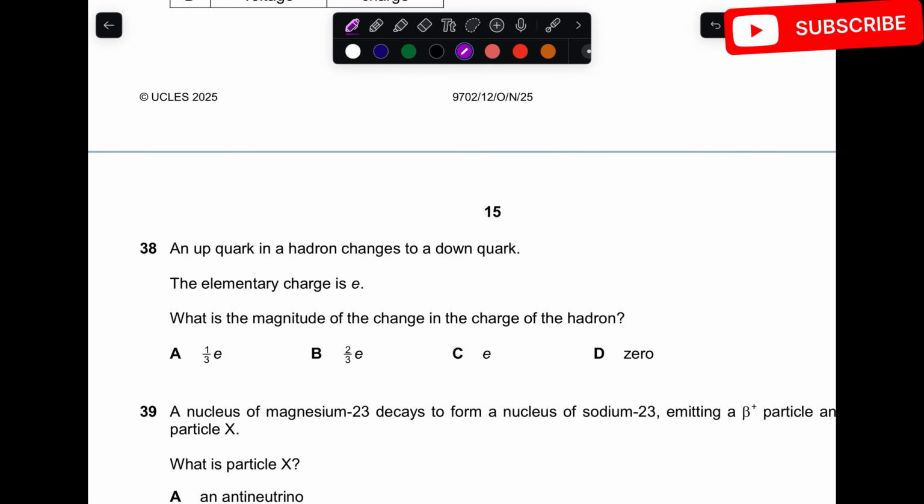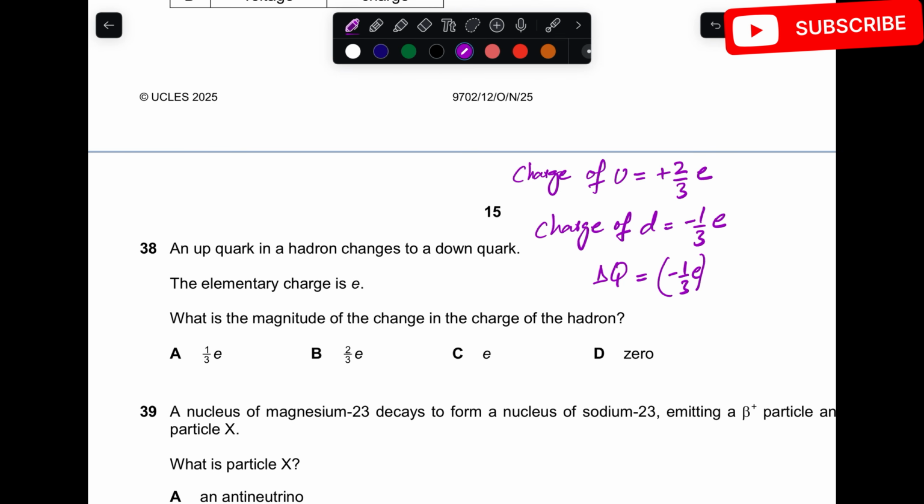Okay, so we know the charge of an up quark is plus 2 by 3e, and the charge of a down quark is minus 1 by 3e. So you have to find the difference in charges, so it will be minus 1 by 3e minus 2 by 3e, which gives you minus e. And if you have to check the magnitude, you will ignore the negative sign, it will be e. That's option C, that is correct.